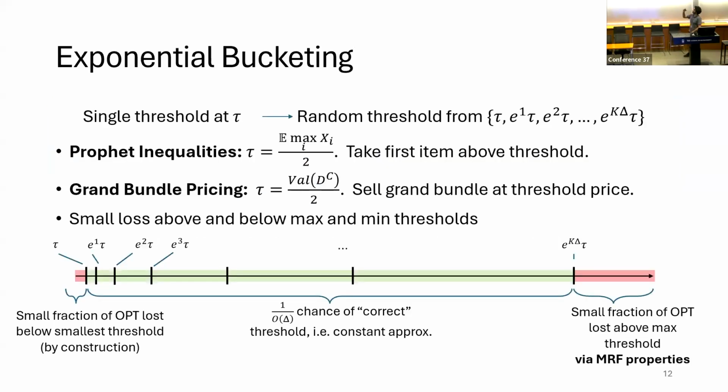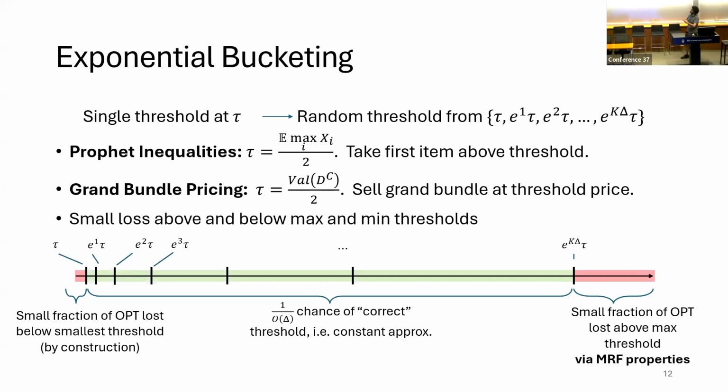Okay, and then a few things about the exponential bucketing technique. Remember, the idea is that we convert a single threshold strategy for product distributions into this randomized threshold strategy for MRF distributions. And the threshold strategies that exist for product distributions are, for profit inequalities, this classic single threshold at the expected max over 2. And for grand bundle pricing, I'm thinking of this as a threshold strategy, since we only sell the grand bundle if the buyer's valuation is above our threshold or our price. And so here we're imagining the grand bundle price at roughly the value of the core over 2.